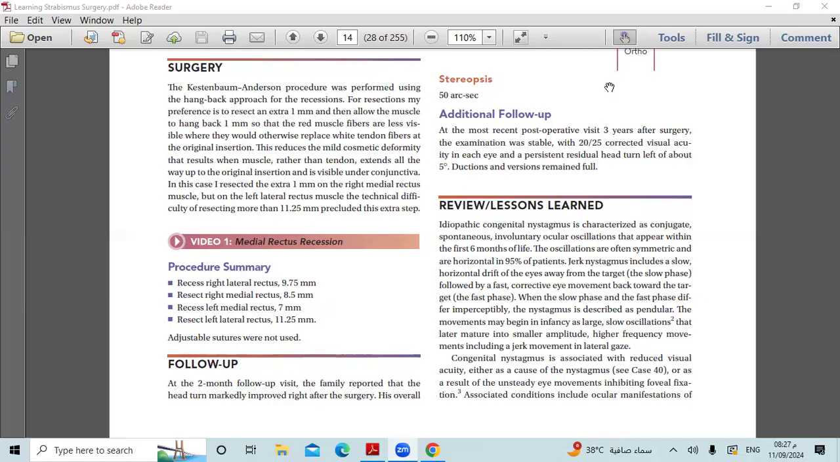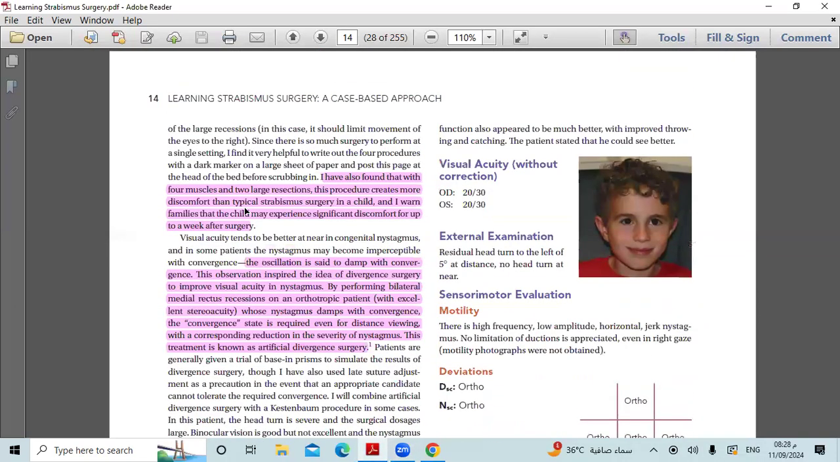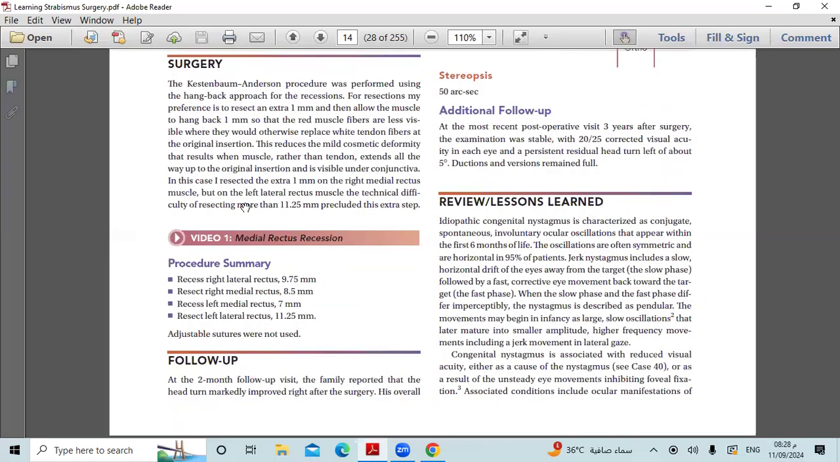Okay. Thank you, Dr. Muhammad. I want to ask Dr. Rabia, do you have any experience with these cases of congenital nystagmus from your clinic? And did you deal with any case of this type of congenital nystagmus before? Did you hear me, Dr. Rabia?